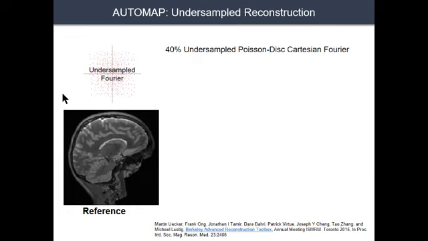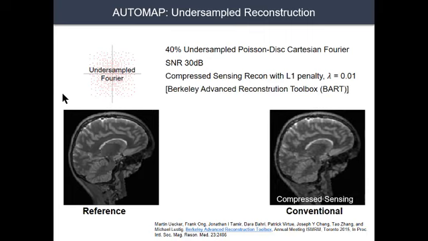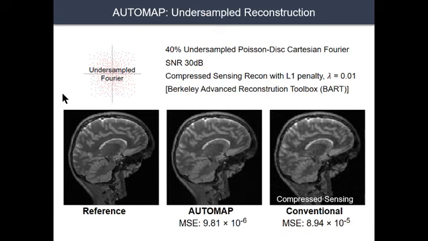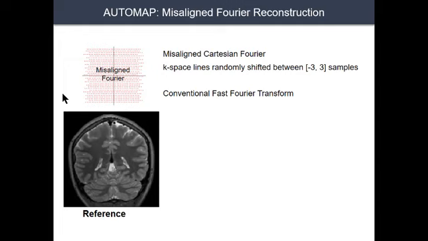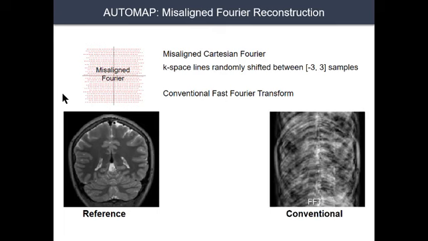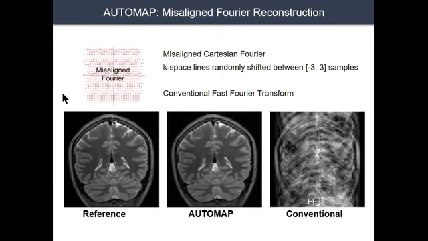Now if we do an incoherent Poisson disk undersampling, SNR 30 dB, and reconstruct with compressed sensing from the BART toolbox, again, we get decent results, but it is quite a bit noisier compared with AutoMap. In fact, susceptibility to noise for compressed sensing is a well-known issue that is an active area of research, as you may know. Finally, we show a different class of difficult reconstruction, misaligned K-space lines you might have due to hardware miscalibration. It conventionally results in a ton of aliasing artifacts, but AutoMap compensates for them no problem.